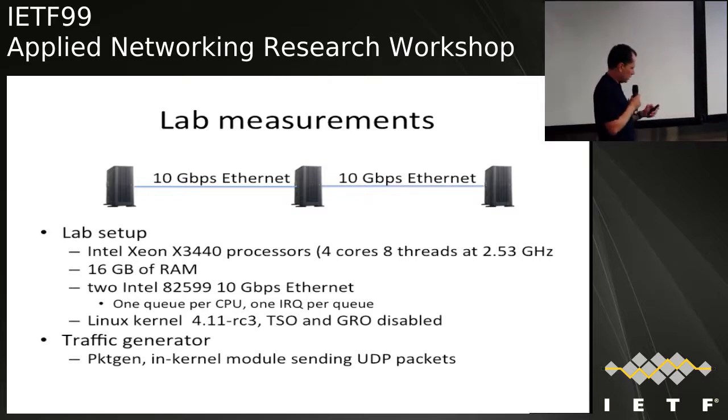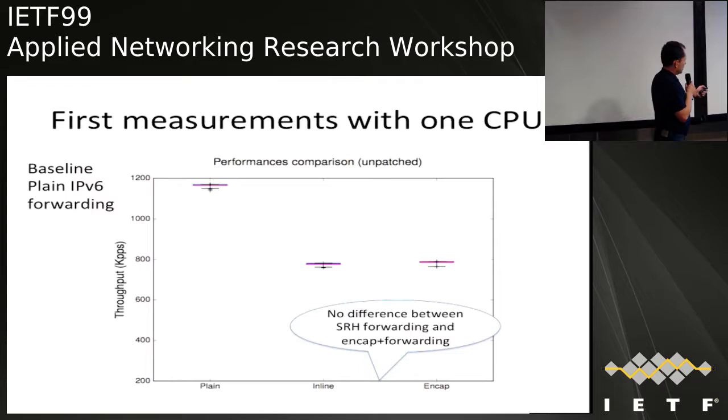And we used pktgen, the in-kernel module, to send UDP packets that we modify to carry IPv6 segment routing headers. We first try to see in this setup what the baseline IPv6 performance is. We have a bit more than 1.1 million packets per second for 64-byte packets, and we use this as a baseline to compare the performance of the IPv6 segment routing extension. The first test we did was with inline injection, where we add the segment routing header, or we do encapsulation. There is no significant difference from a performance viewpoint between the two operations. But we saw that there is a huge gap between the plain IPv6 forwarding performance and the throughput that we obtain with IPv6 segment routing.